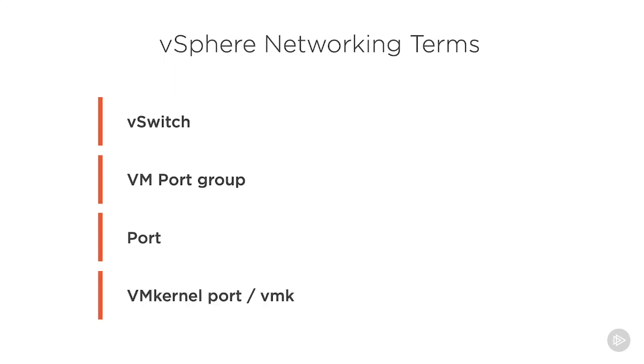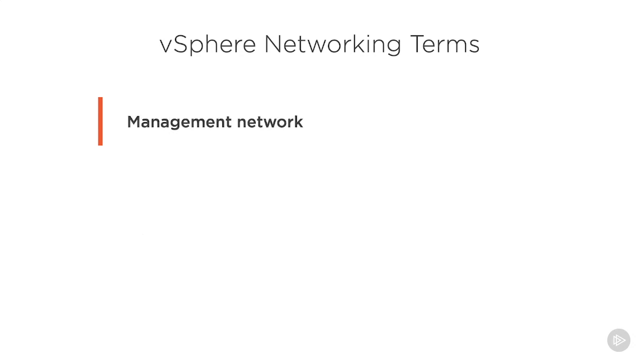And then we have VM kernel port, also known as VMK. The ESXi host itself needs to connect to the network for management functionality, and it uses VMK interfaces with VMK0 being the default VM kernel port. This is where the IP address will be configured for the ESXi host for management. And then we have the management network. You can think of this as the virtual port group that's created by default and cannot be removed, where the VM kernel interface resides on the virtual switch.